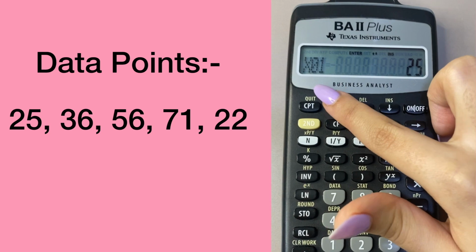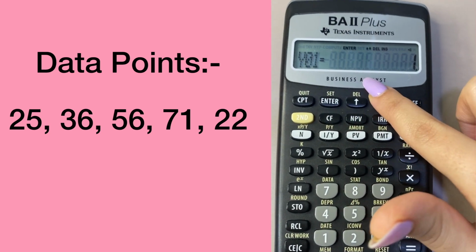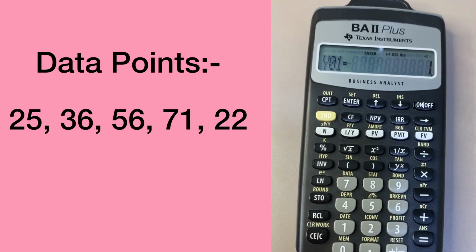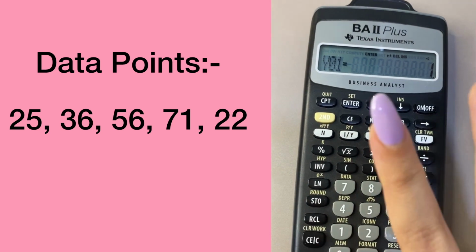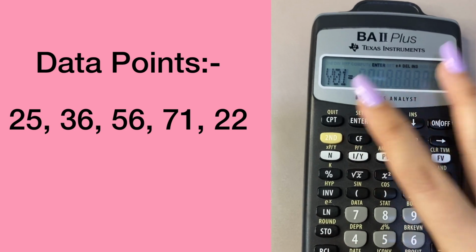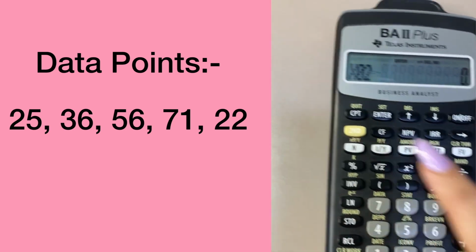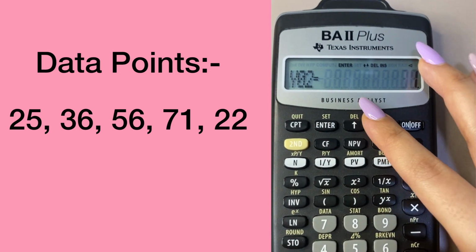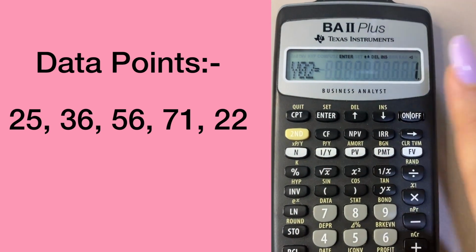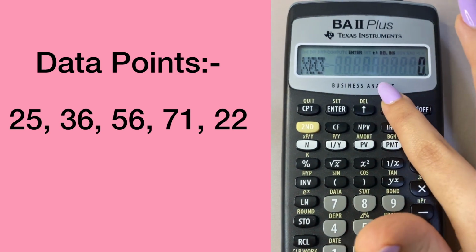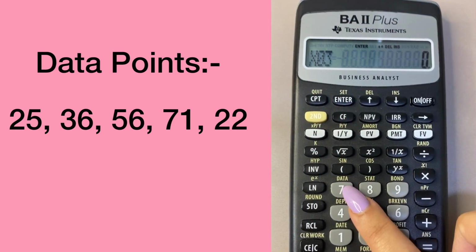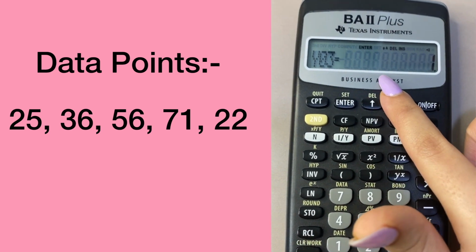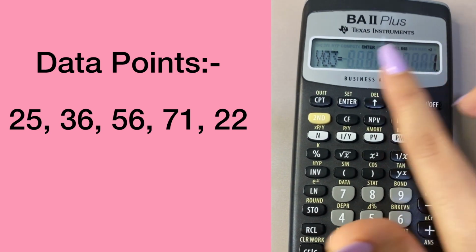Now, X01 is where you will add your first data point, which is 25. Then you press enter and go down, and you will see Y01, which is 1, which means the frequency of the first data point you entered is 1. Yes, keep it at that. Enter. You go down, you put your second data point, which is 36. Then you enter again, Y02, 1. Yes, just enter, go down. X03, you'll put your third data point, which is 56. Enter, down, Y03, 1. Yes, perfect.